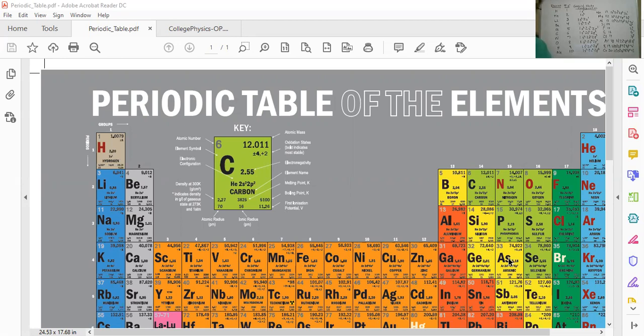So for the entire group we call the alkali metals, which is the very far left column, all of them have one thing in common. They all have one s electron in their outer shell. That's where the chemistry is done. It's done at the valence shells.